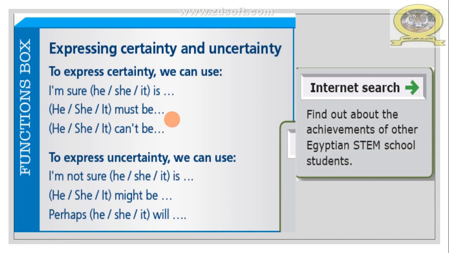You have a project to do an internet search. Find out about the achievements of other Egyptian STEM school students. Search the internet for this information. Search for STEM school students who made a very useful achievement in Egypt.